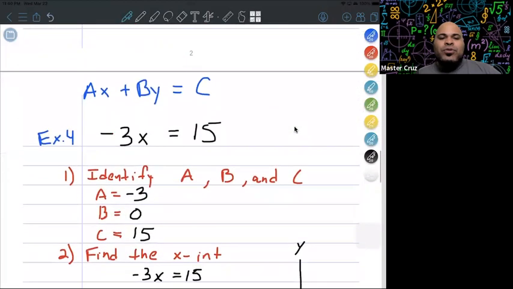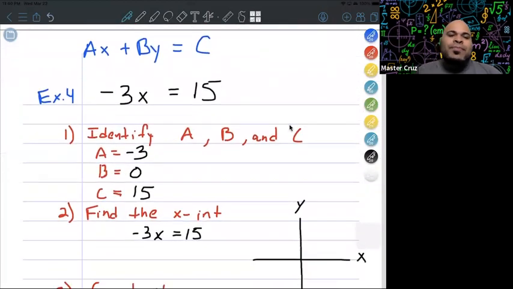The last skill that we need to know about ax plus by equals c is example 4, which is if I give you -3x equals 15, are you able to identify a, b, and c? Well, a is always the coefficient of x, which is the number in front of it. So this is -3, so a is -3. Now, if I ask you to identify b, there's an issue because there's no y value. The only way that the y value could be gone is if b equals 0. So in this case, b equals 0, okay? And then c equals 15.